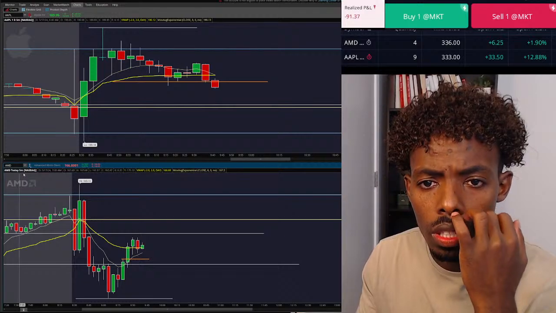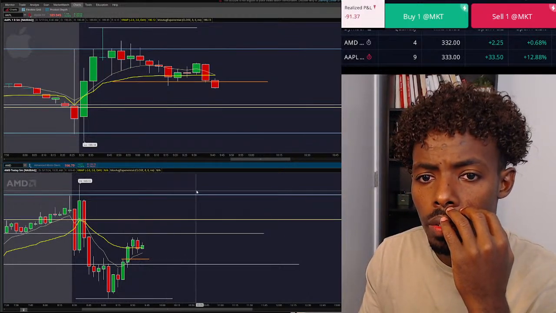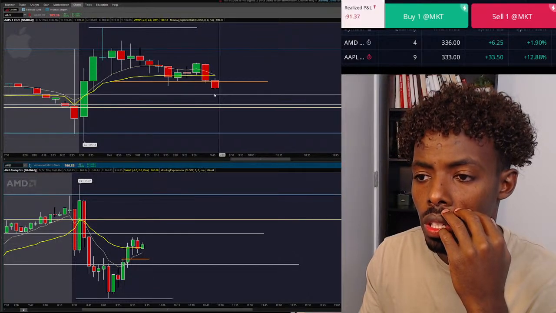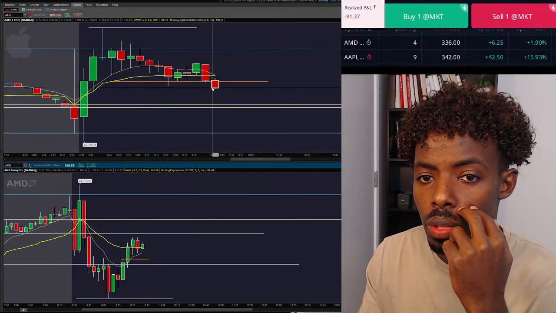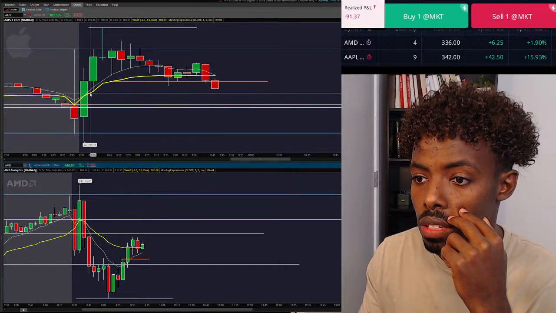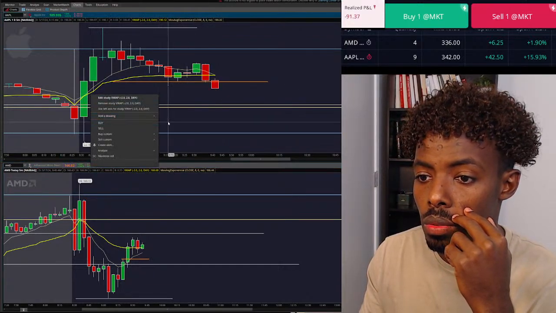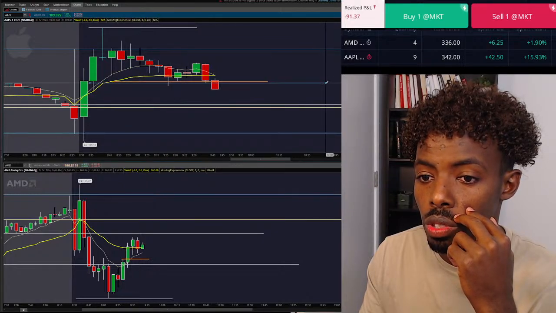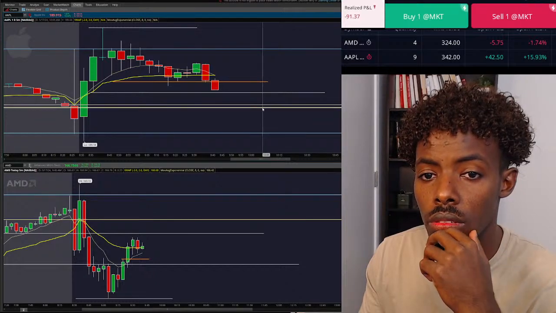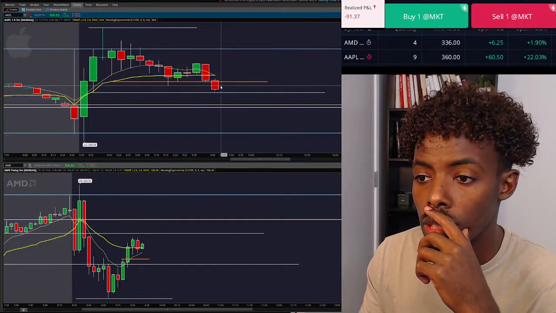Nothing special here. 12% already on Apple right now. AMD kind of struggling to hold. Apple's giving us 12%, 15%. So is Apple gonna break here? That's what I want to see. Is Apple gonna break here, or is it gonna go back up and do a little bit of switcheroo on us again? Can Apple break this level?